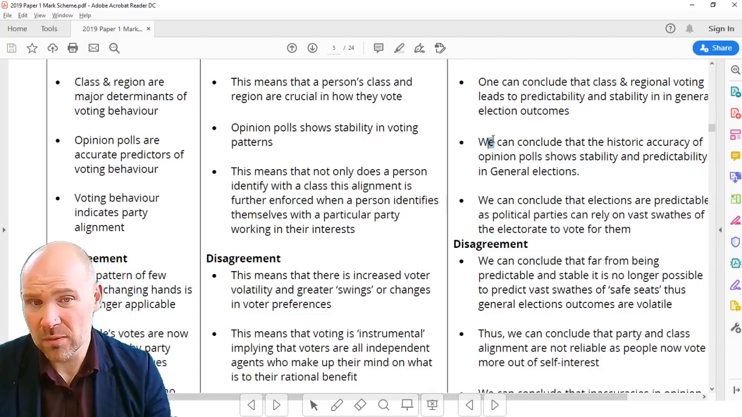But most of the time they're right. And most of the time on the night, the exit poll, as they call it, is normally correct. Class alignment and voting behaviour is still there.